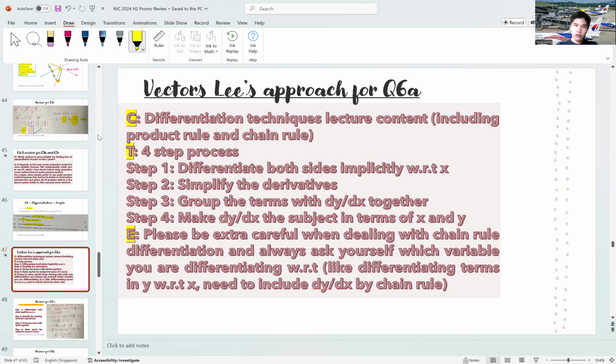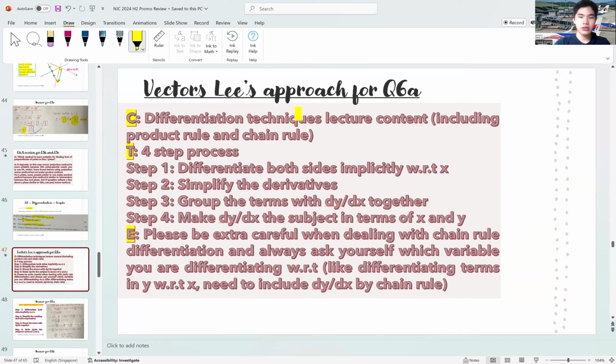Without further ado, you have to recall your content on your differentiation techniques, which I'm very sure all of you have a very solid foundation on by now, so that is good, okay? And then the technique to do a standard implicit differentiation question is a 4-step process. Firstly, I differentiate both sides implicitly with respect to x. Then after that, I simplify the derivatives, because after I differentiate, the expression is going to be very complicated. So I simplify the expression, right?